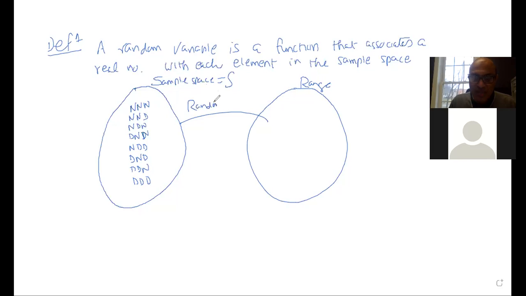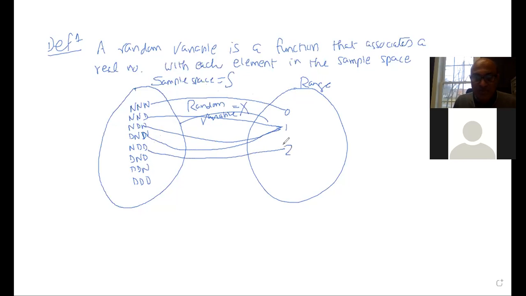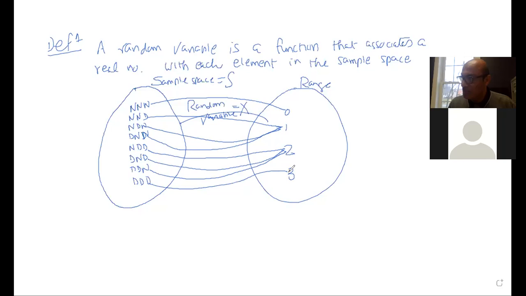The random variable is denoted by capital X. So X assigns, suppose this one goes over here, so number 0. Then this one is assigned number 1. Again one defective, again one defective, so all of these go to number 1. Two defectives go to number 2, again 2 defectives, so this goes to number 2. And 3 defectives go to number 3. So this way we have 1, 2, and 3, the total number of defective items.